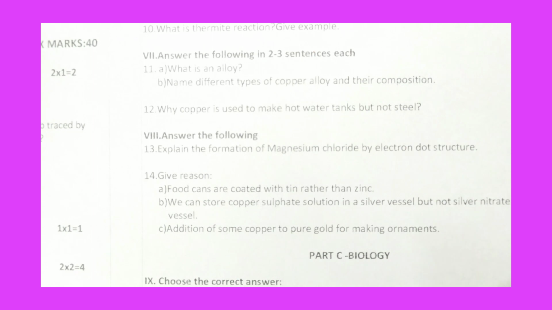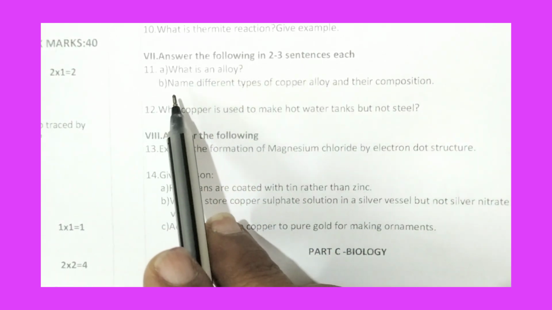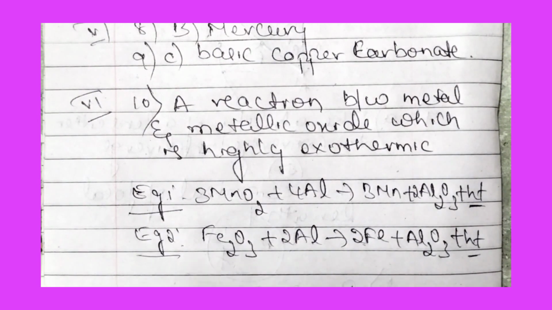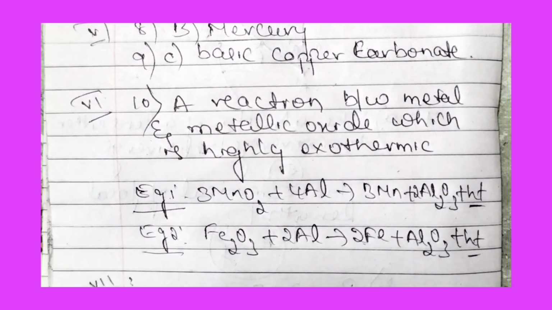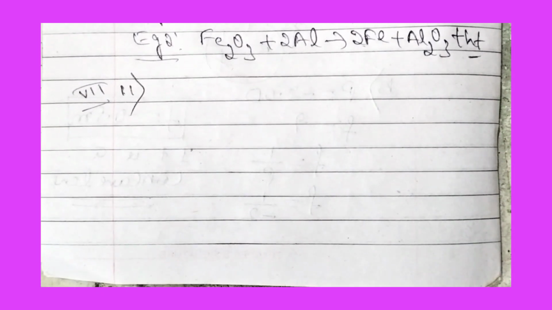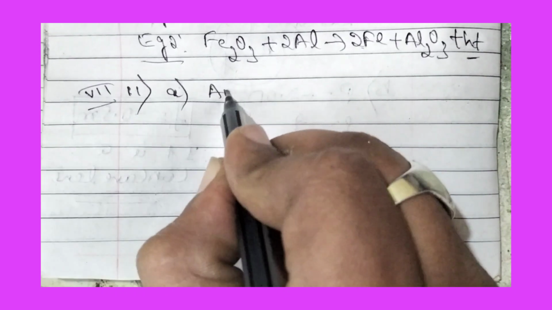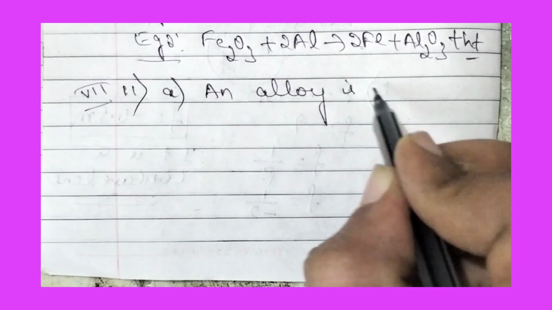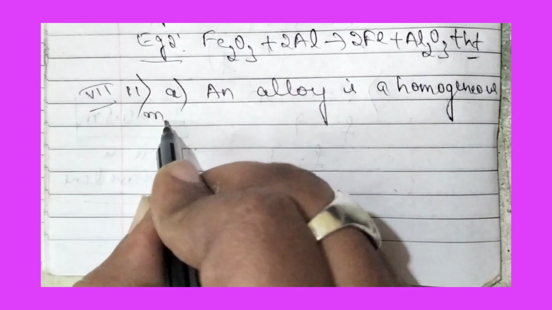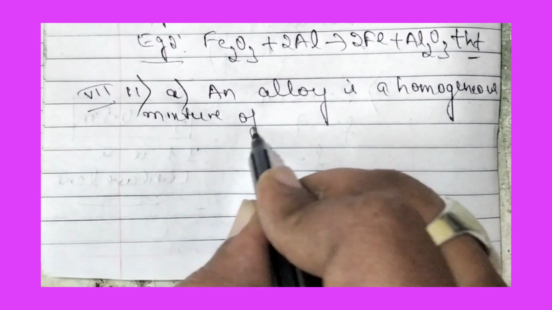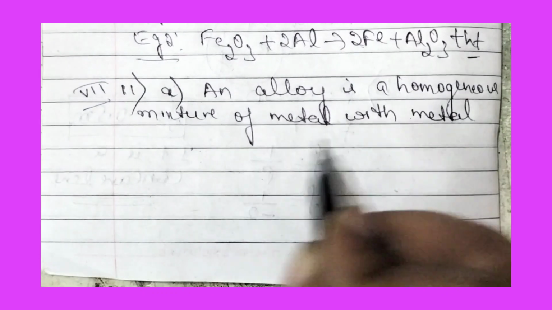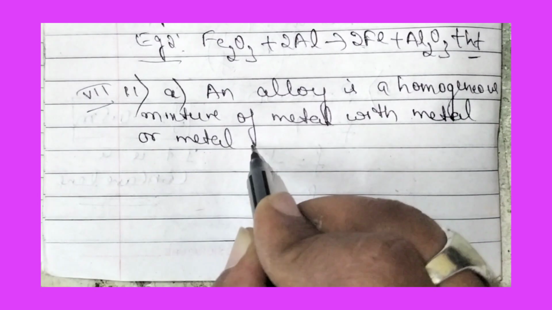Now let us move to the 11th question. What is an alloy? Then name the different types of copper alloy and their composition. So now question number 11. So what is an alloy? An alloy is a homogeneous mixture of metal with metal, or metal with non-metal.